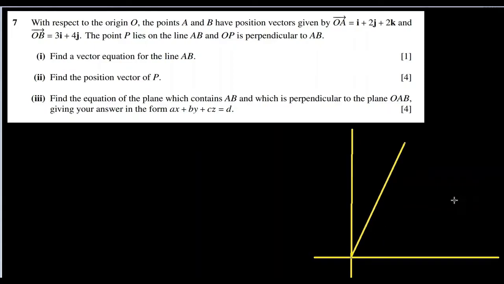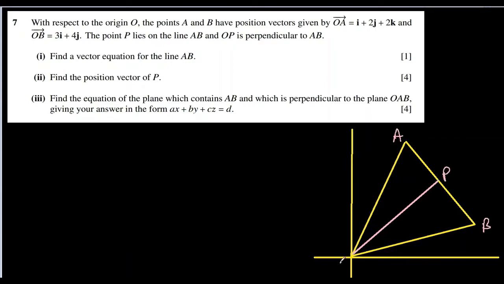This is OA. This is OB, and this is AB, and P is perpendicular on AB. So I have made it simple. It may not be this simple, but just to show you, okay? So this one is A, this is B, this is P, this is O. All right, find the vector equation of AB.